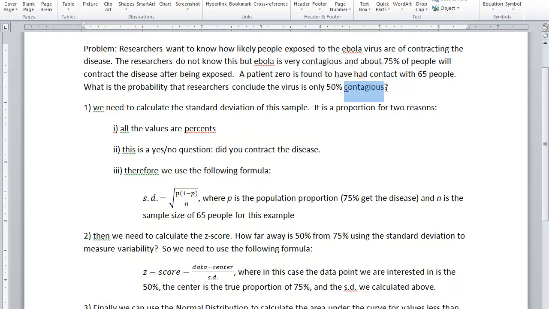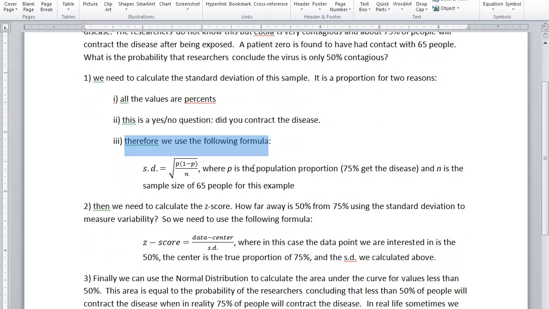You know, how contagious is it? Will you contract the disease after being exposed? That's a yes or no question. So this is definitely a proportion. All right. So therefore, because this is a proportion, we're going to use the proportion formula. And that's this guy right here, the standard deviation.